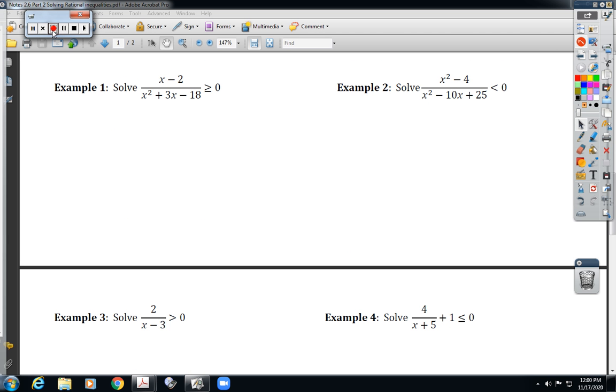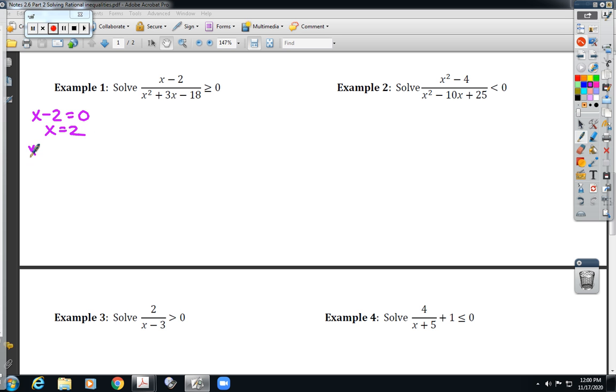So here we have our first two examples. We're going to go through these. Number 1 and number 2 both already have step 1 taken care of. There is a 0 on one side. They already have number 2 taken care of. They're already a fraction, g of x over h of x. So we need to start off by figuring out the zeros of the numerator and the denominator. So we start off with, when is x minus 2 equal to 0? When x equals 2.